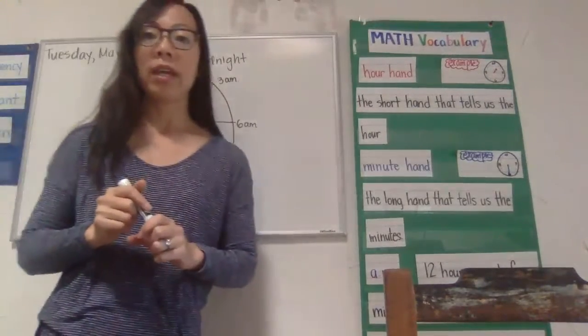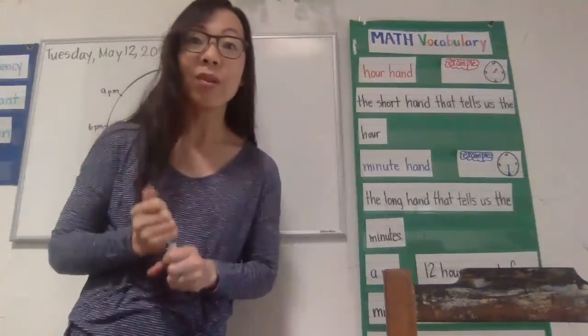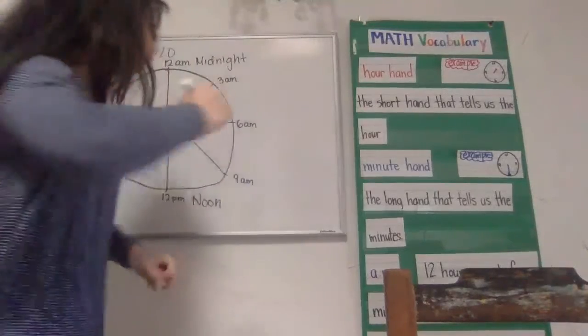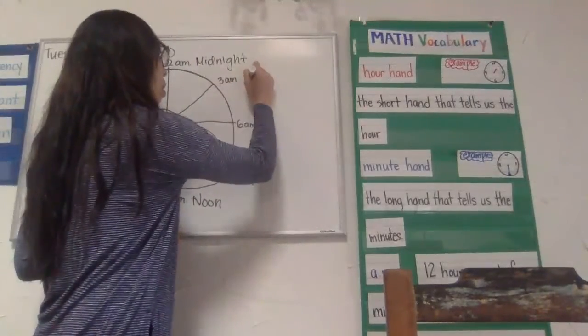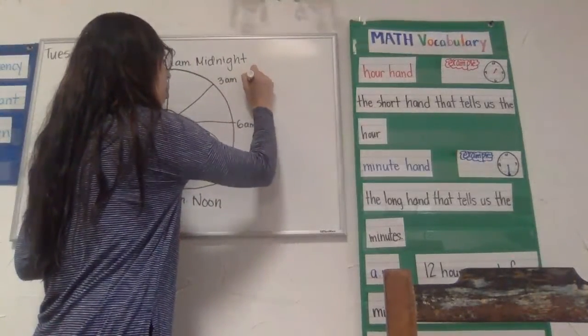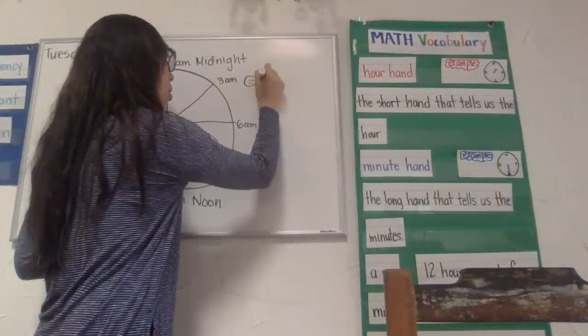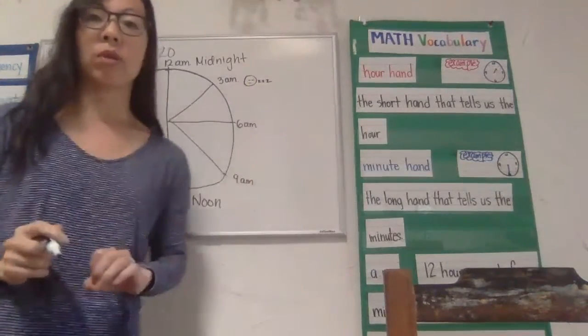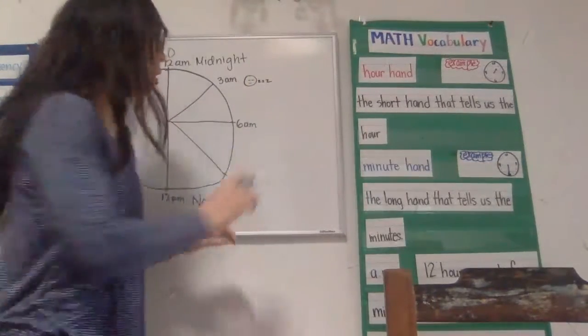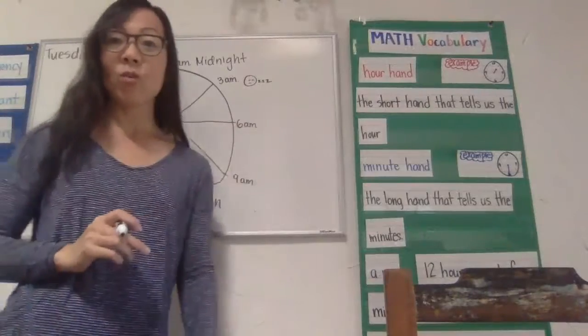So at 3 a.m., that's in the middle of the night. What are we all doing? Well, of course, we're going to be sleeping. Nobody's going to be awake. Sleeping is what we're doing at 3 a.m. 6 a.m. we may be sleeping too, but guess what?